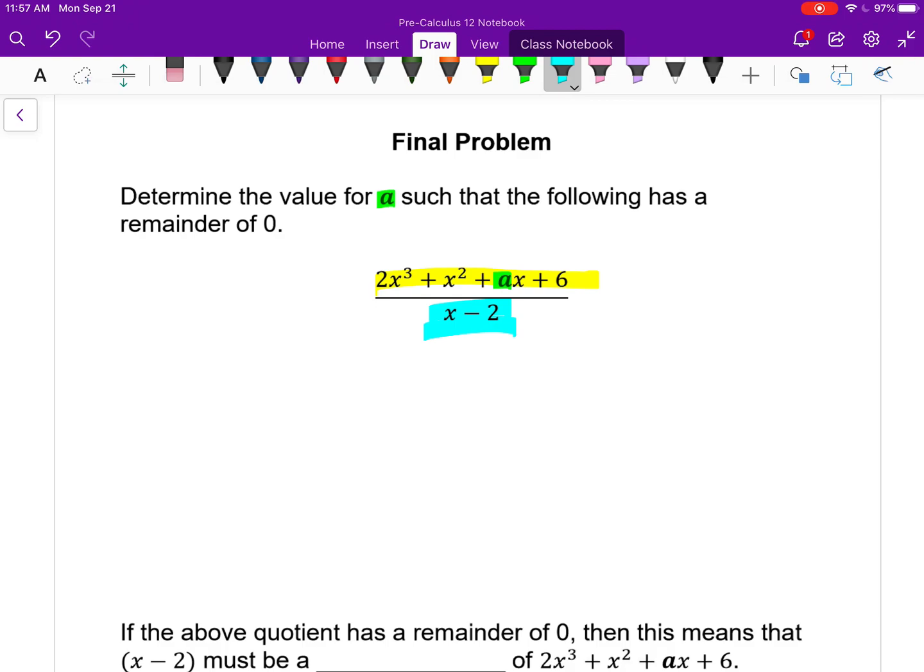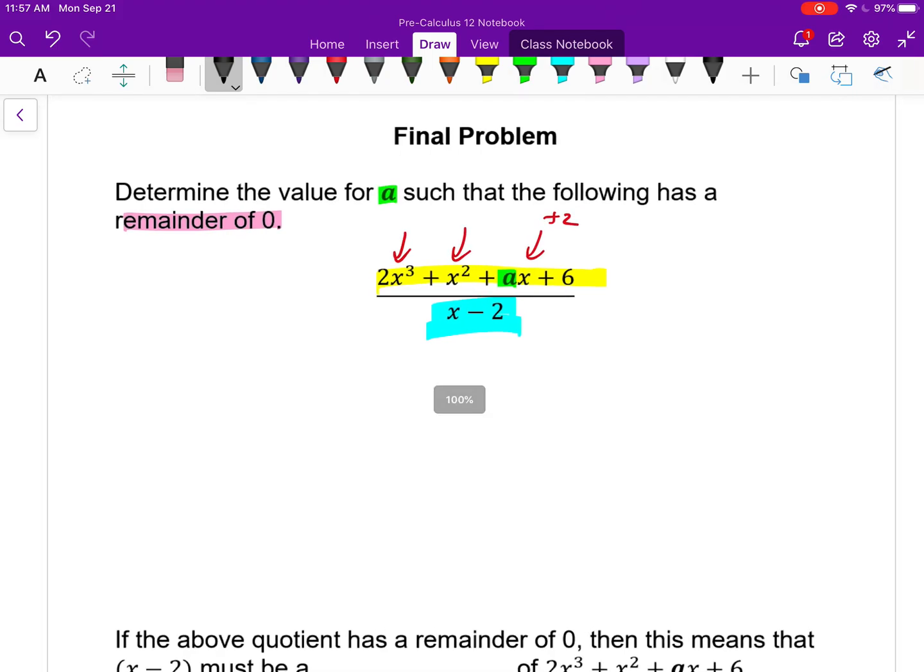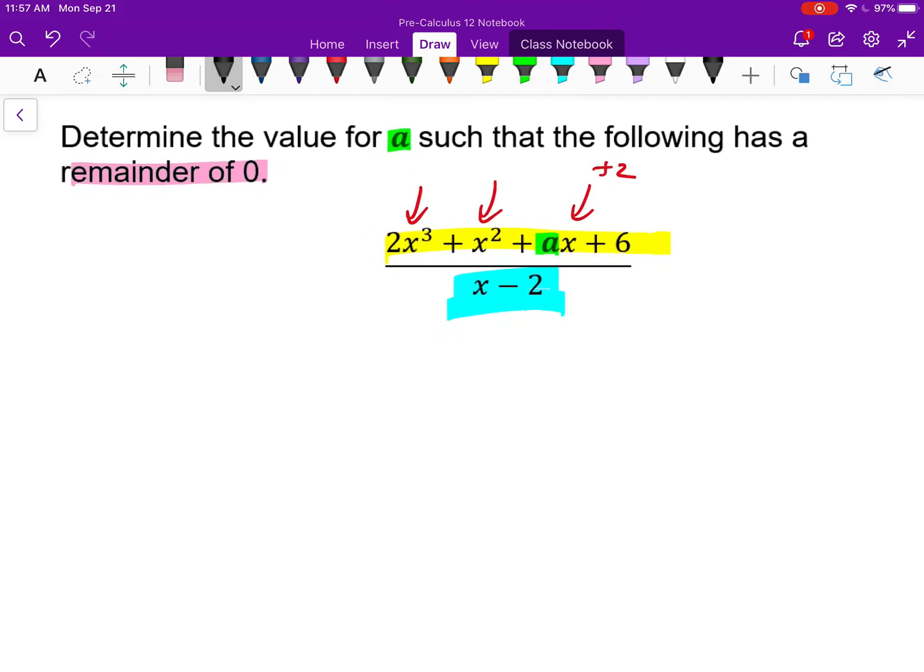So how can I do this? Well, using the remainder theorem. Remember, if I'm dividing by x minus 2, I can figure out the remainder by replacing all these x's with positive 2. Except this time I know the remainder. The remainder is 0. So what can I do here? Let's take my numerator, replace all the x's with positive 2, the opposite of what I'm dividing by. And so I have 2 times positive 2 cubed plus 2 to the power of 2 plus still a, I don't know what it is, times 2 plus 6.